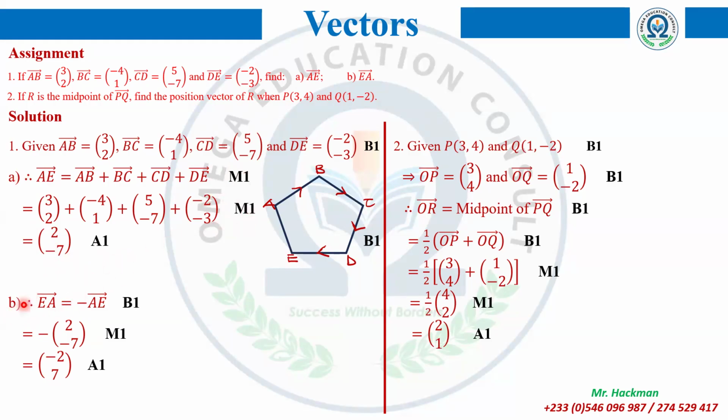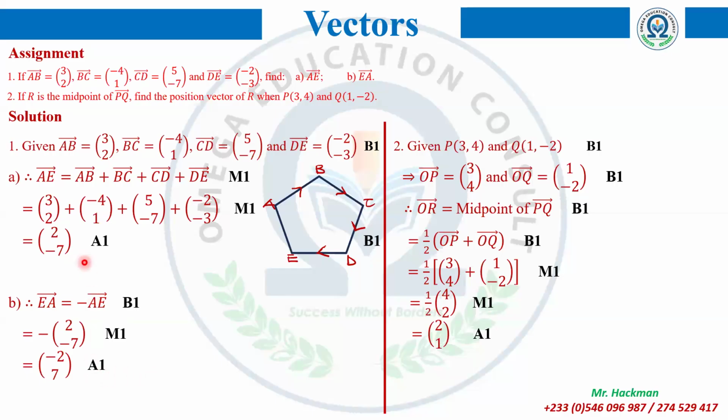Then B. Therefore, you know that the vector EA, per the negation or inverse of vectors, will be equal to the vector what? AE. So EA will be in this direction. Meanwhile, we found AE. So if you know AE, just negate it and that will give you EA. So the vector EA will be equal to the negation of vector AE. That gives us B1. Then your substitution will give you M1. You come and substitute that. You push the negative through and that gives you this as your A1. That will be it for question 1.